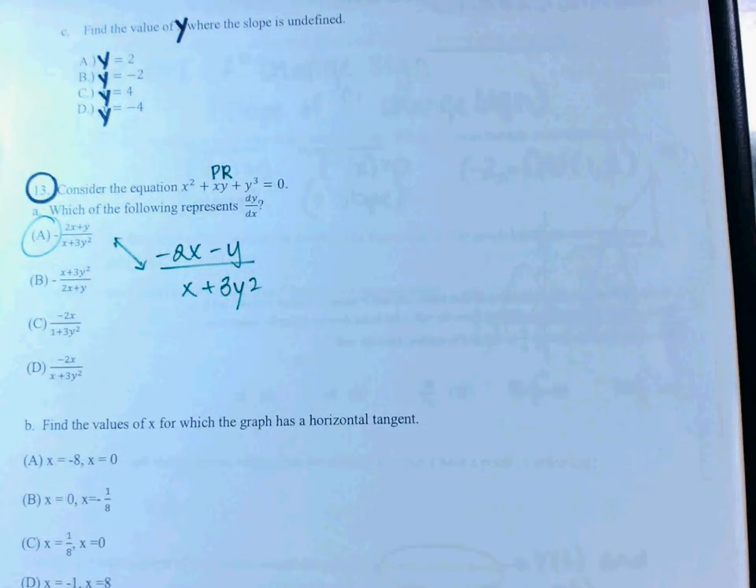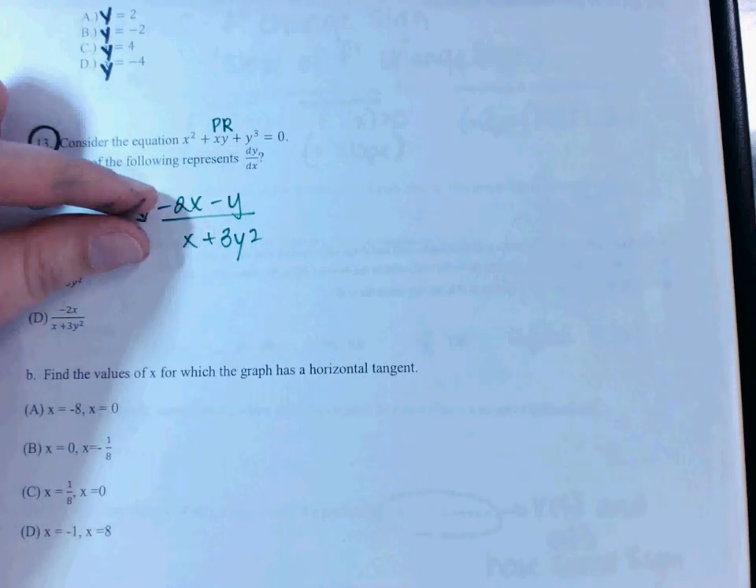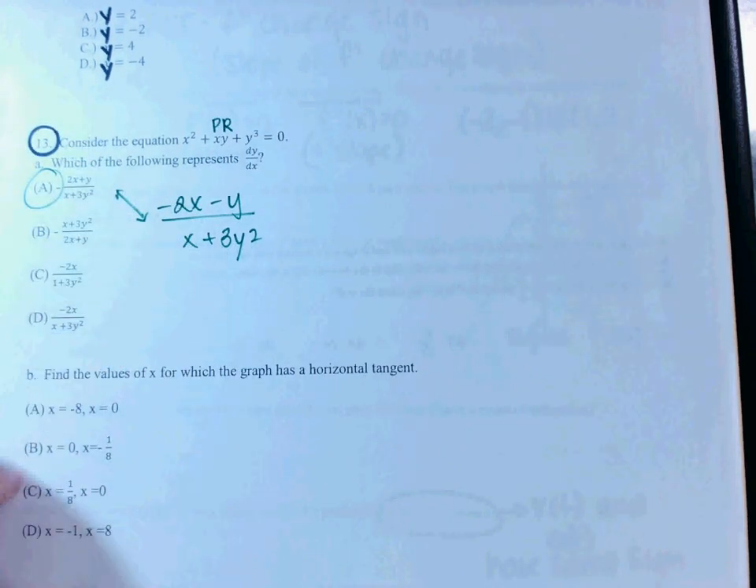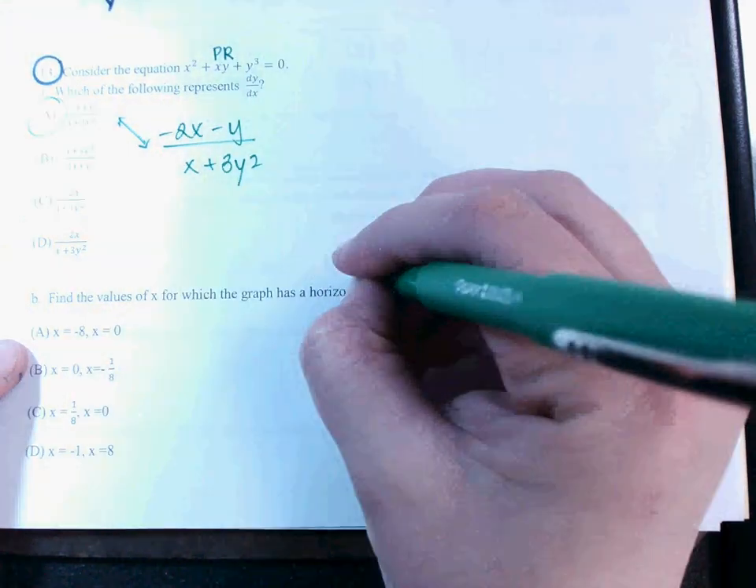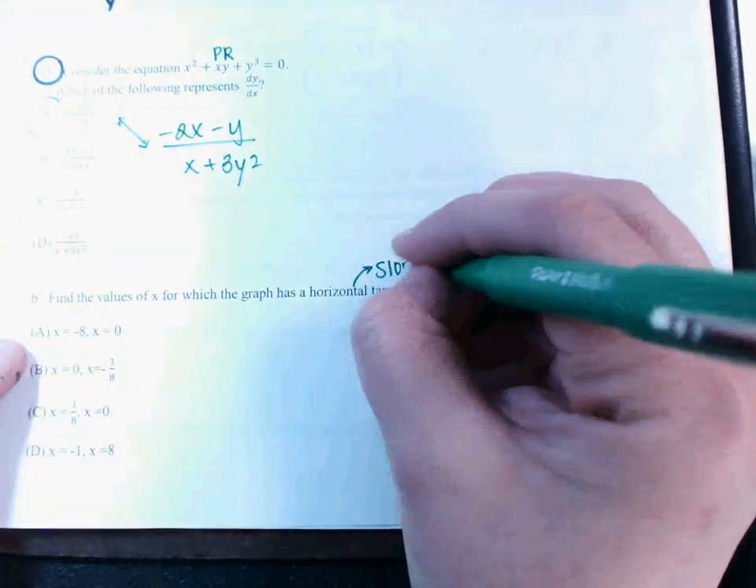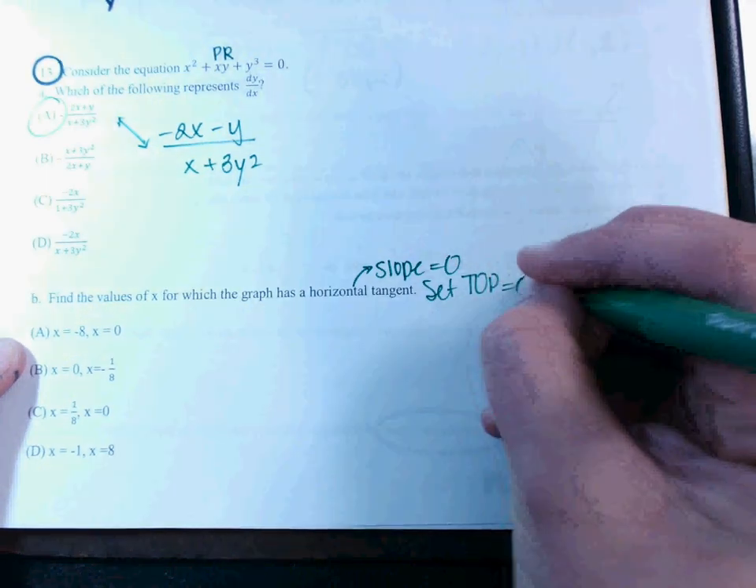Okay, go down to part B. When I send out the key, I will show the steps for this, but that one's not really super hard, so you should be able to mostly get it. Part B, I want a horizontal tangent. That means I want the slope to be what if it's horizontal? That means I'm going to set the top equal to 0.